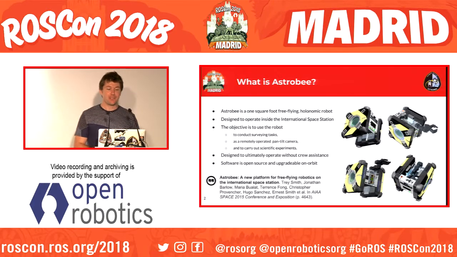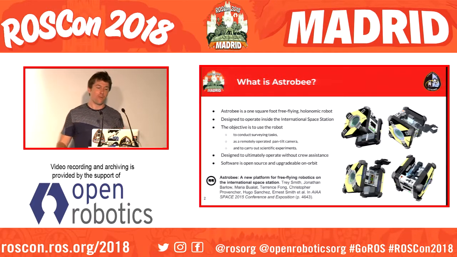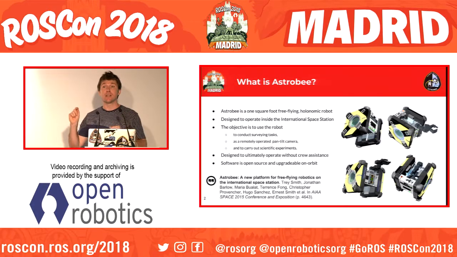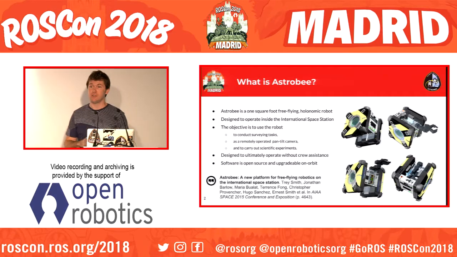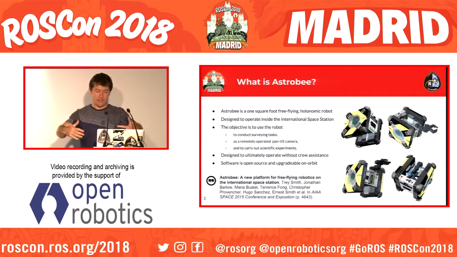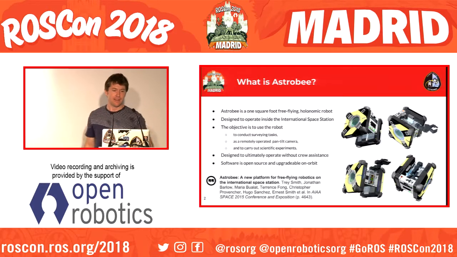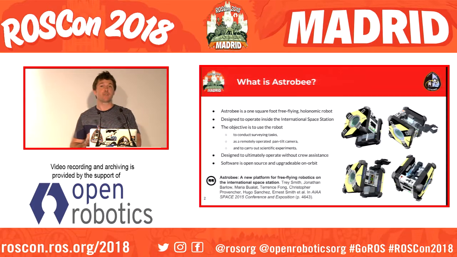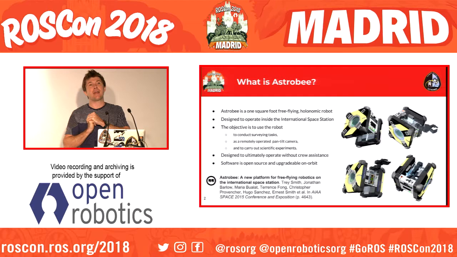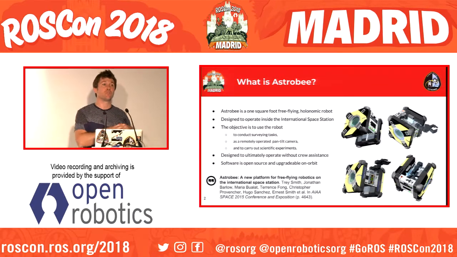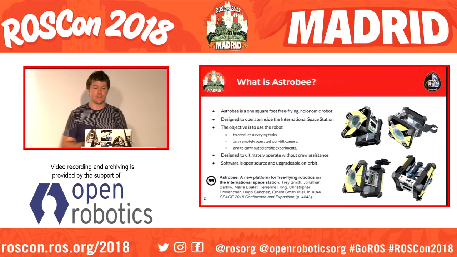So Astrobee is a 1 by 1 by 1 foot free-flying robot designed to work inside the International Space Station. And so for a sense of size, you could probably comfortably hug it, I would guess. The objective of this robot is to essentially provide a means for us to do some surveying across the ISS, so environmental inspection via camera and via sensors.